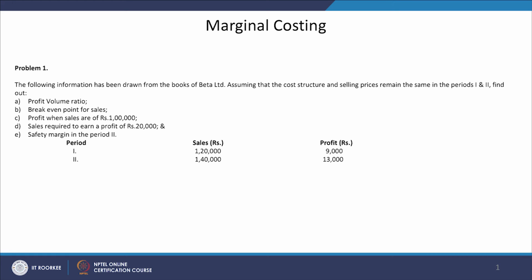This information is very simple, not many things are given to us, but I think it is very useful to answer all 5 questions. So, let us do it and understand how to answer these questions, right. Now, the first question is that we have to calculate the PV ratio, that is the profit to volume ratio.